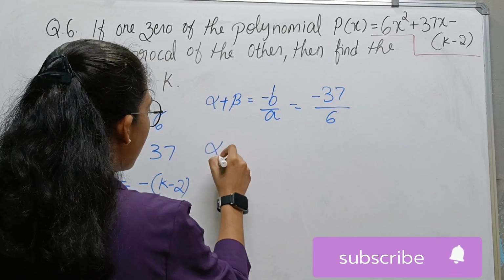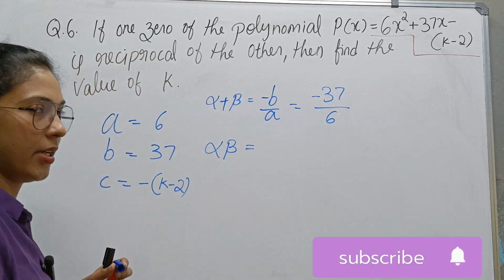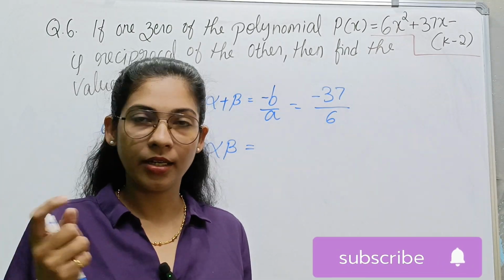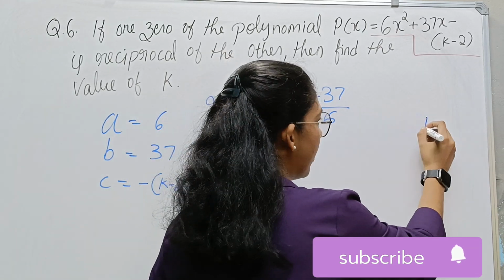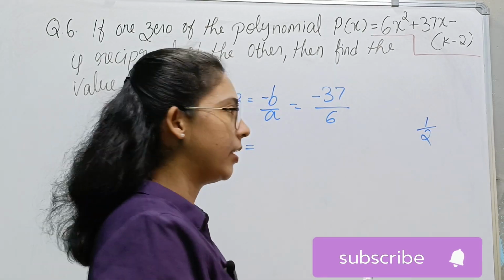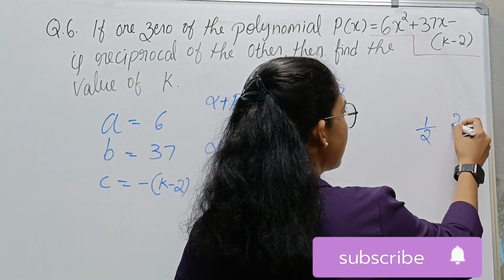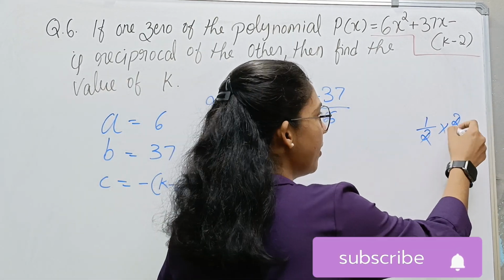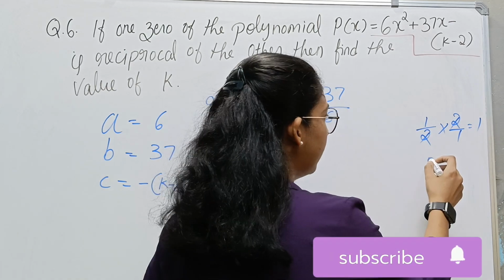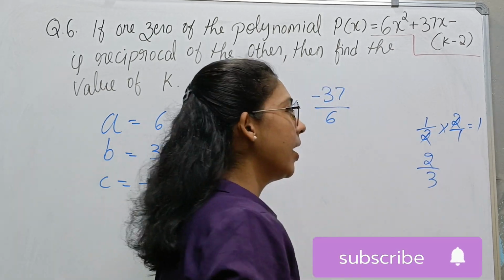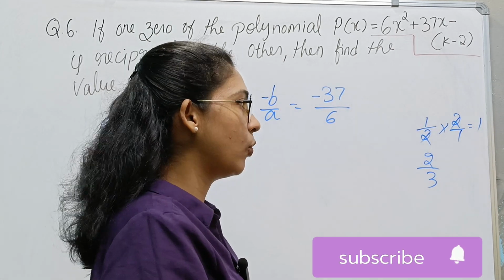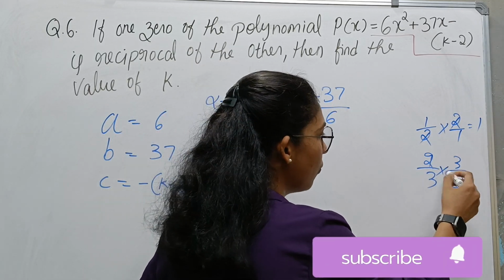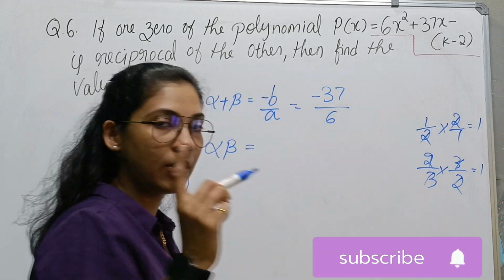And the product of zeros, alpha beta. Given that both zeros are reciprocal to each other, if we take 1 by 2, what is its reciprocal? It will be 2 upon 1, and the product of these two numbers will be 1. Take another example. If we take 2 by 3, what is the reciprocal of 2 by 3? It is 3 by 2. If we take its product, what will be the answer? It will always be 1.